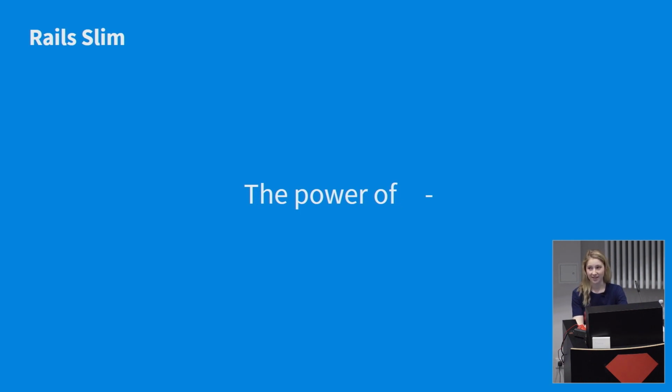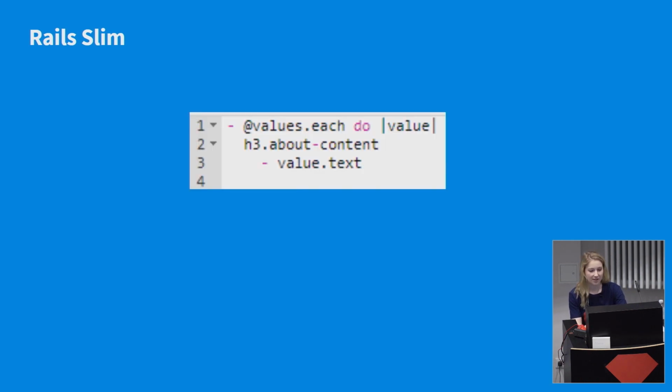So, the power of the dash in Rails Slim. I put together this presentation very hastily after I figured out that I really want to share this information. So it's not a huge code example. But with that dash, you can access anything in Ruby, basically in your Slim document.